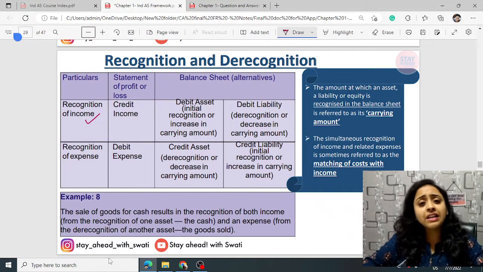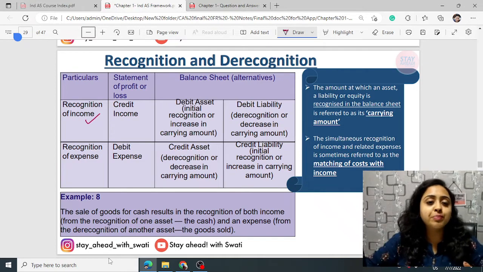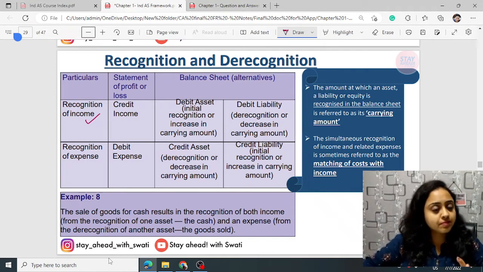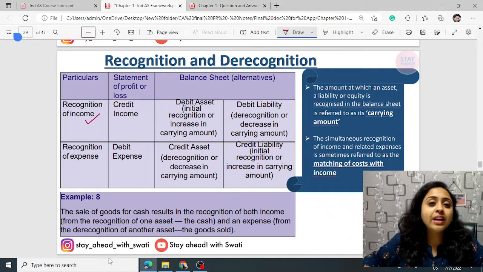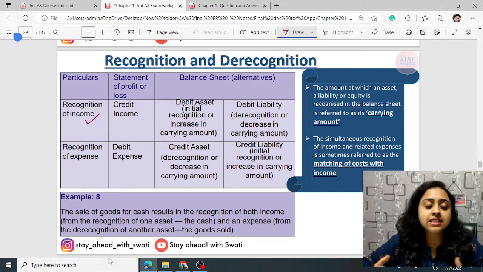You can relate it with your 11th standard concepts, the basic start that you had. Recognition means recording in the books of accounts. Derecognition means removing from the books of accounts, that is, you will be reversing it. Okay, read this on your own. Recognition of expense: while recognizing, you debit your expense, but while derecognizing, you remove that expense by crediting such amount, reversing such amount.